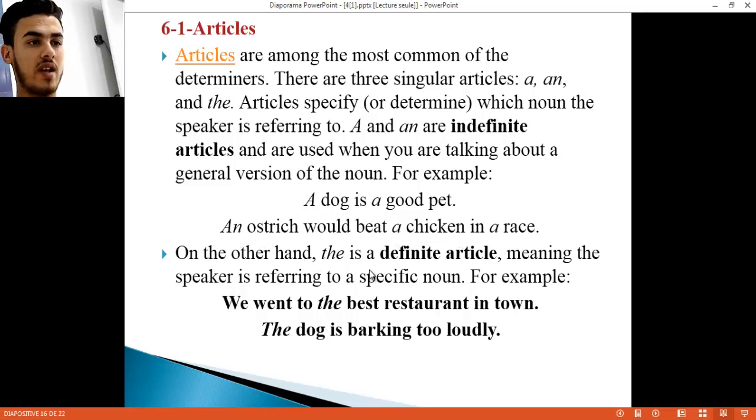On the other hand, the is a definite article, meaning the speaker is referring to a specific noun. So here when we add an article, we are specifying our noun or narrowing our subject. For example, we went to the best restaurant in town. When we say we went to a restaurant in town, there are many restaurants in our town, but when we use the article the, we are specifying which restaurant.